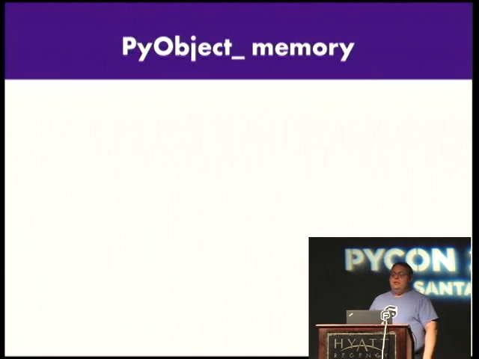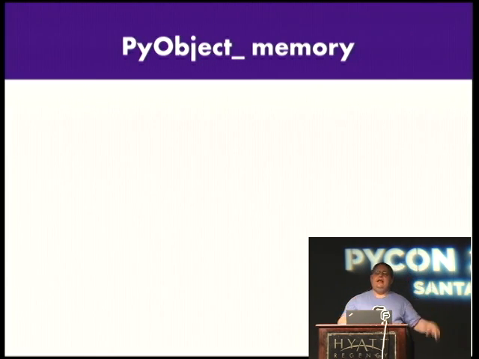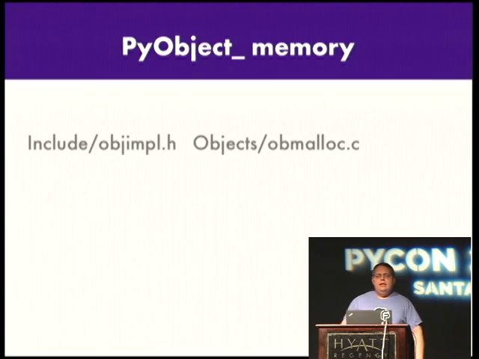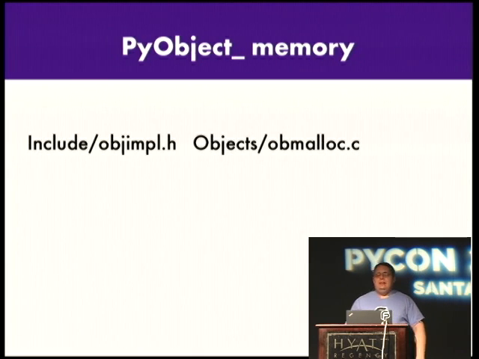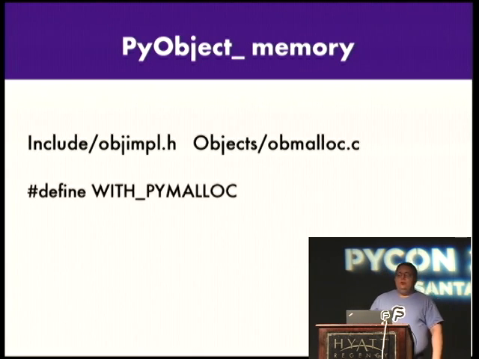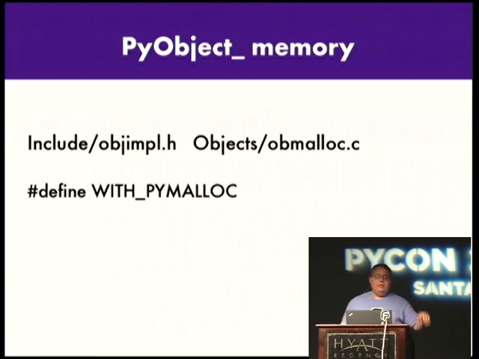So now it's time actually to talk about the PyObject memory allocator. This is, again, the other family of memory allocation functions in CPython. These live in Include/objimpl.h and Objects/obmalloc.c. You only get this if the preprocessor is defined with PyMalloc turned on, and again, there's nothing specifically called PyMalloc, but that's what they called it.